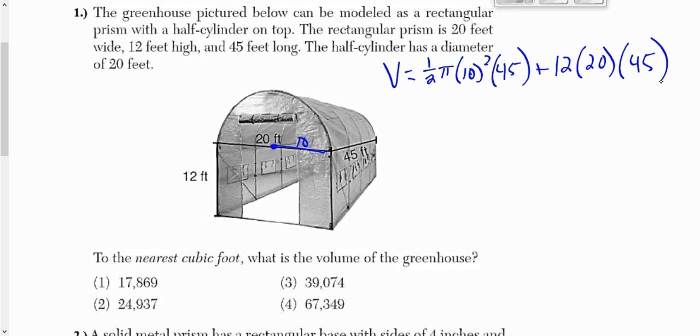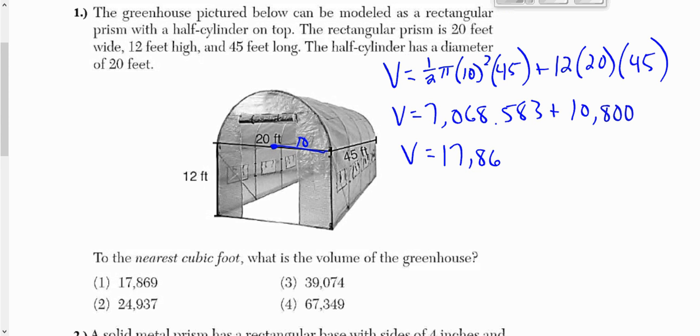Everybody good with that? So then we end up getting 7068.583 plus 10,800. I'm leaving out the decimals because they want the final answer in the nearest cubic foot, and we're not like 3 decimals past that. So we add those up, we should get 17,869 cubic feet.